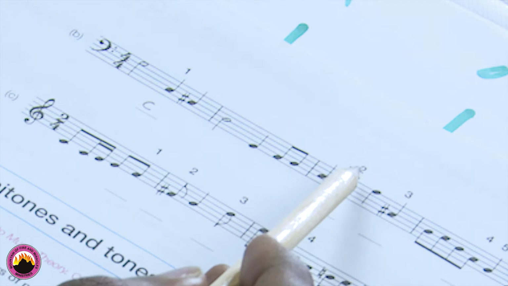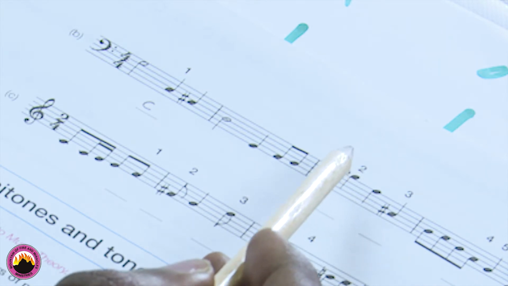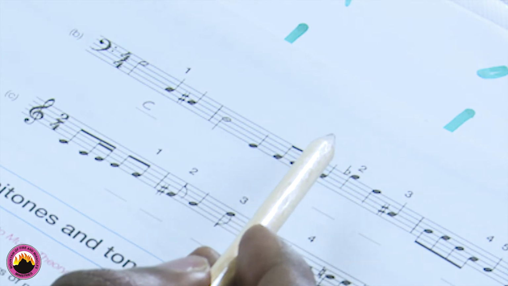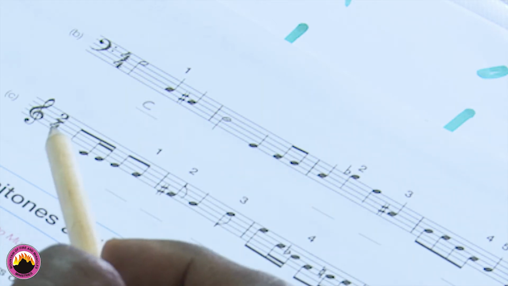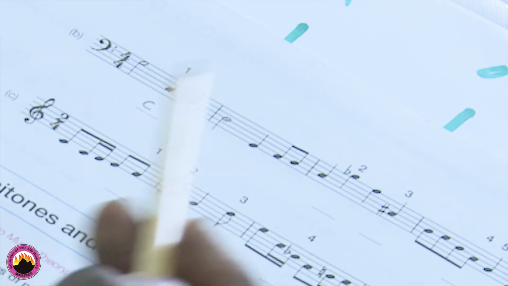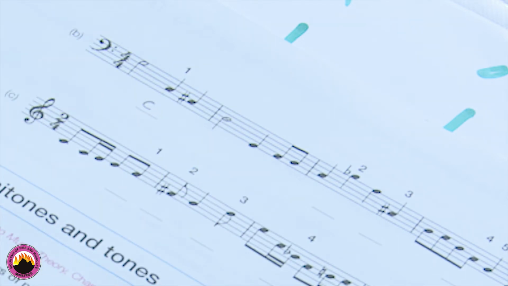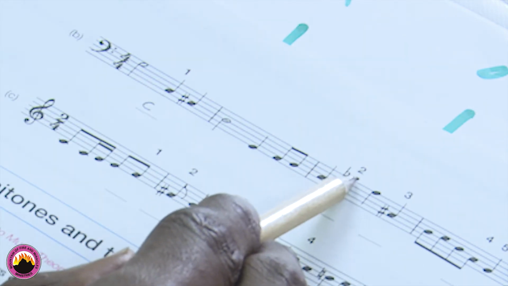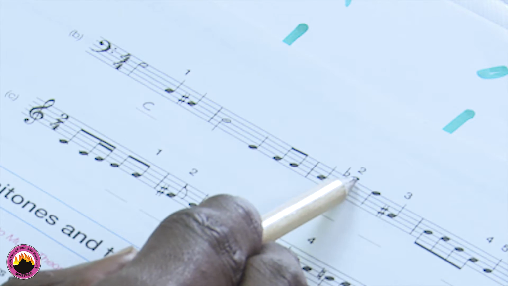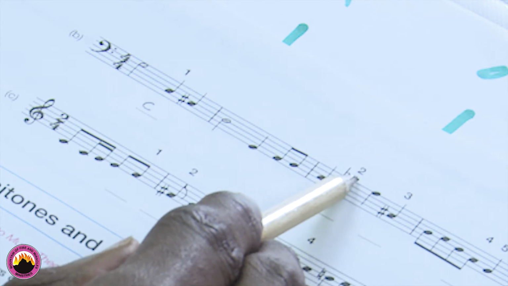Remember, in music, we only make use of alphabet A to G. So you have A, B, C, D, E, F, G. Then from G, you go back to A. There is no H. So you keep going in that cycle. When you get to G, you go back to A. So in this case, your fifth line is an A, then this note is B.